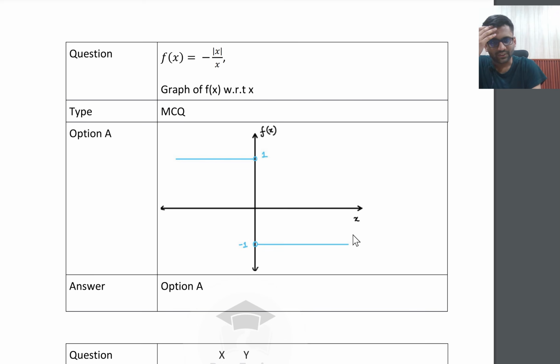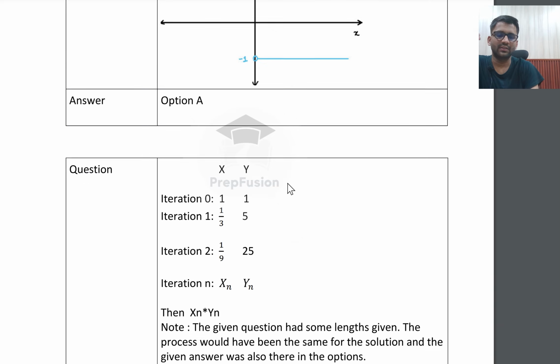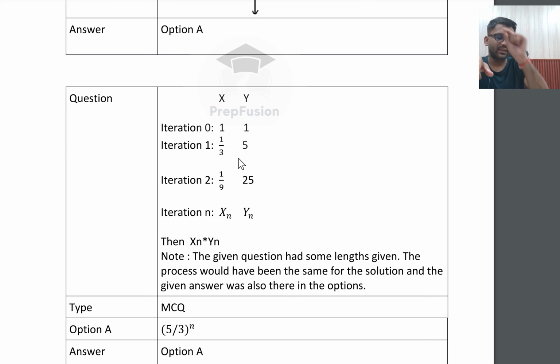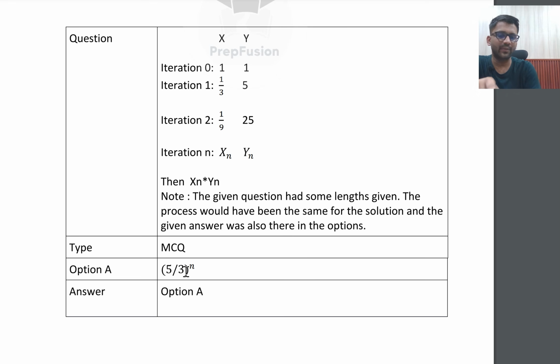This was the graph of the signum function, the negative signum function it was. So minus for the negative value, +1 for the positive value. Here some lines were given, and you needed to just tell the length of the line, nothing else. Some kind of a single line was there, then some kind of a staircase. So the answer would have been 5 by 3 to the power n.